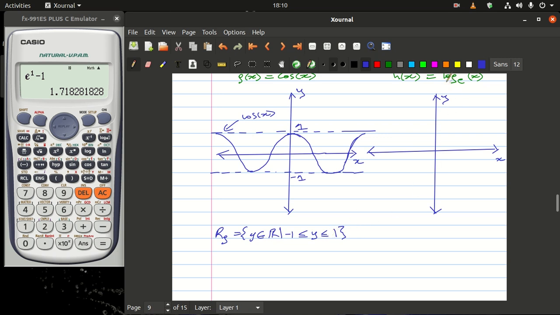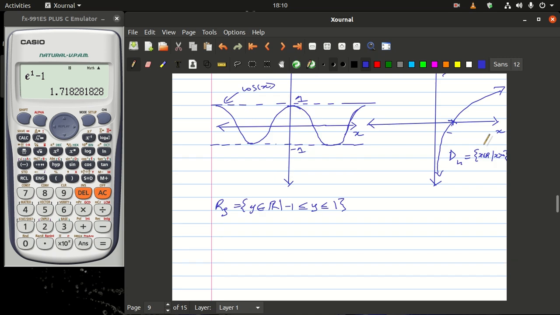And then if I were to plot log e of x, log e of x goes this way, and then it passes through 1 there. And then when you have this nice thing here, you can see that the domain of h is just going to take all the positive values. So you're going to end up having x is an element of real numbers such that x is greater than 0. So this is the domain of this function.